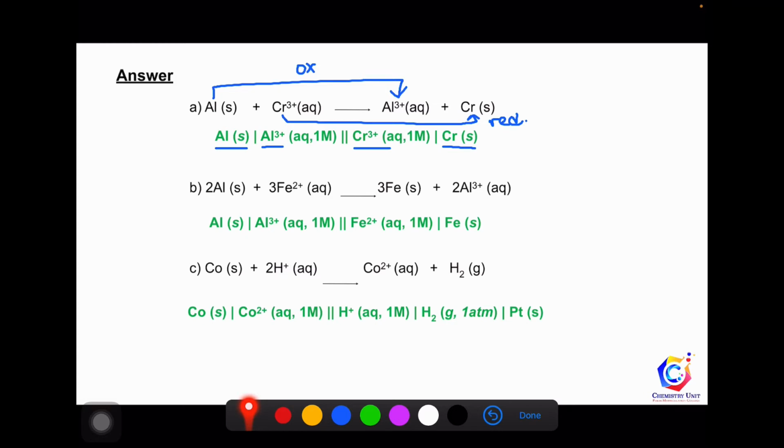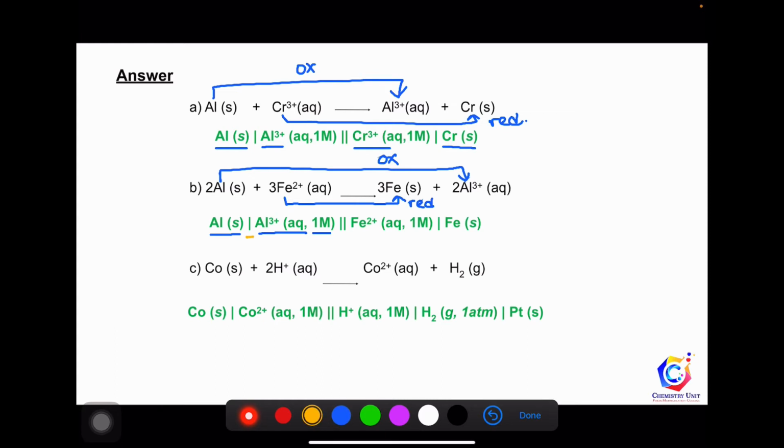For question B, we will be doing the same. Aluminium being oxidized into aluminium 3+ and iron 2+ is being reduced into iron. So, let us start by writing off the anode end, which is aluminium solid converted into aluminium at aqueous state with concentration of 1 molar since it is at standard condition. Make sure to place a straight line between them to indicate phase difference. Next would be our bridge, and moving on to the cathode end, it would be Fe2+ aqueous with concentration 1 molar converted into Fe solid. Again, place a straight line to indicate the phase difference.